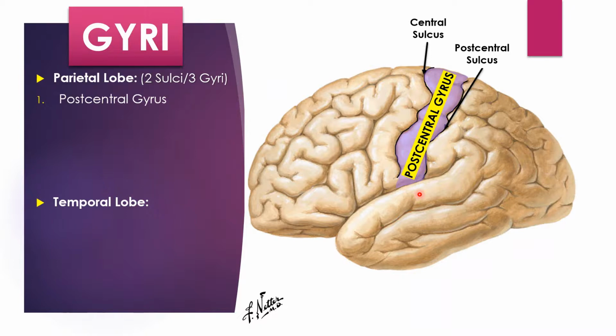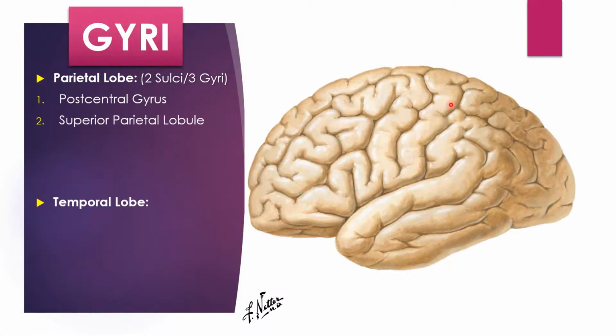Anterior to the central sulcus, between the central and the precentral sulci, there was the precentral gyrus, and between the central and postcentral sulci there will be the postcentral gyrus.